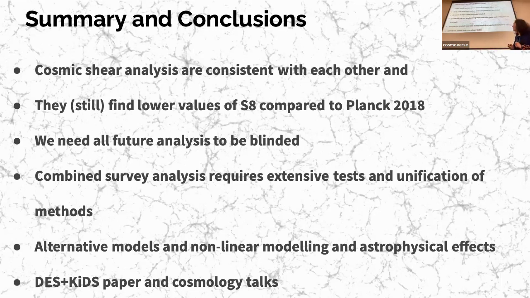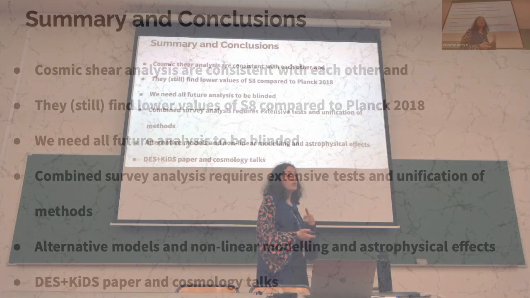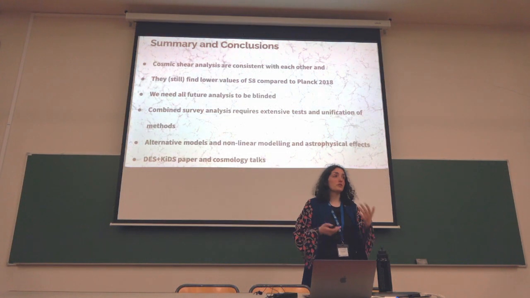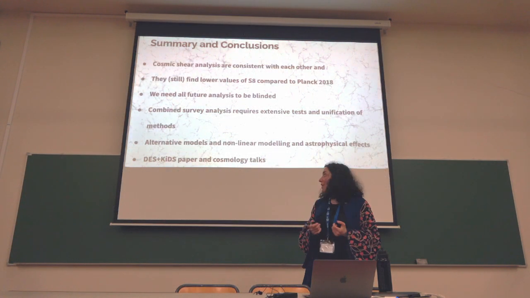And then when you want to combine survey results, don't just take the numbers and add them together, because there are things under the hood that don't match. And once you start matching them, you get a different result, as you've seen with these two papers that I talked about. And then if you want to look at alternative models, you need to make sure you can model the nonlinear effects and any nuisance effects that might change, like intrinsic alignments and baryon feedback.